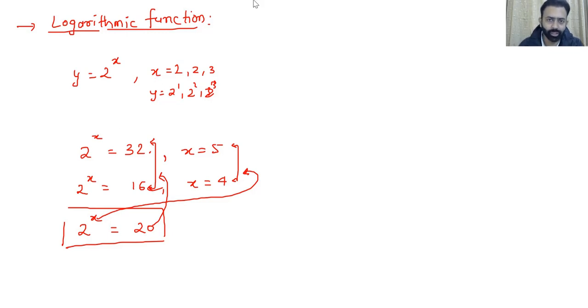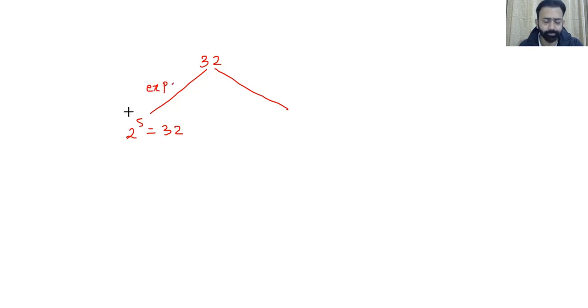Now let me show you another scenario. If you have a number 32, there are two ways to write this number. Number one is you can write it as 2 raised to power 5 is 32, and this is called the exponential form, which we have just learned. Another way of writing this is log of 32 with base 2, because in the exponent the base is 2, so we say log 32 with base 2 is equal to 5.